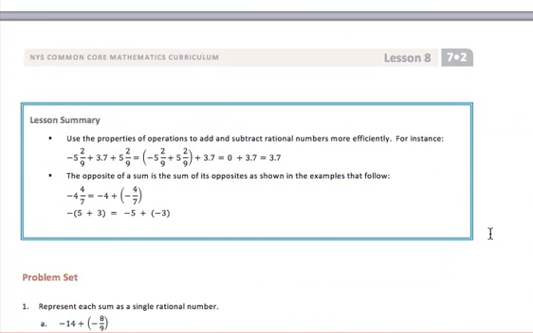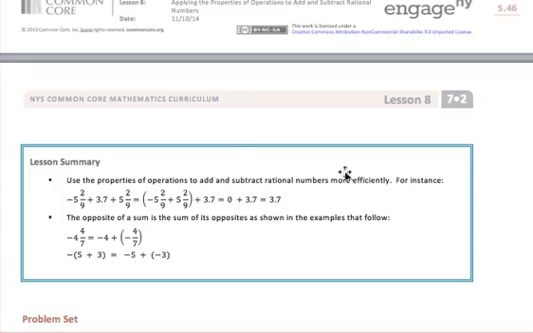In review, you can use the properties of operations to add and subtract rational numbers more efficiently. For example, negative 5 and 2/9 plus 3 and 7/10, which is a decimal, plus 5 and 2/9 equals negative 5 and 2/9 plus 5 and 2/9 plus 3 and 7/10. And these two numbers cancel each other out, giving us 0 plus 3 and 7/10, which is finally 3 and 7/10.